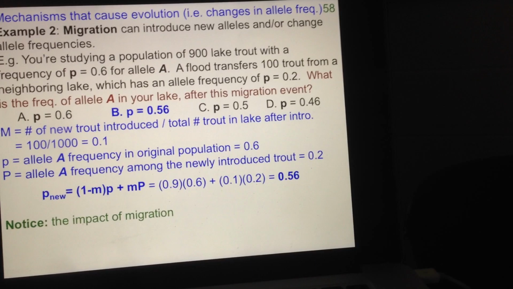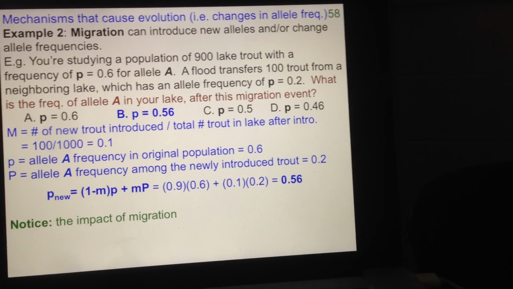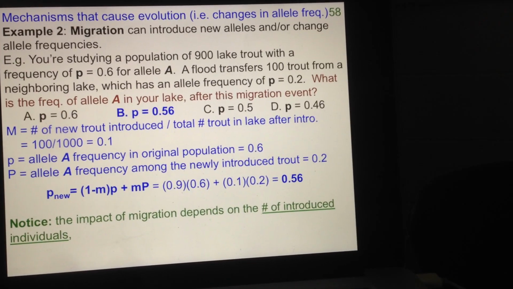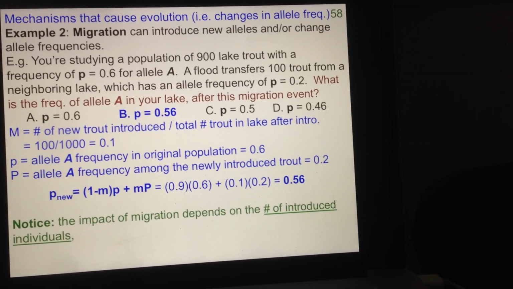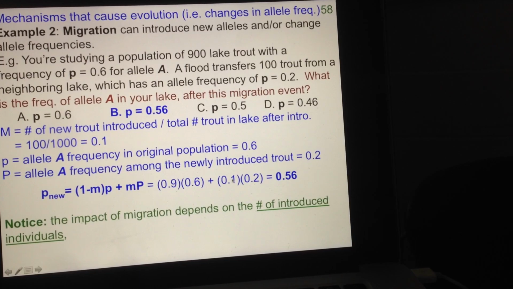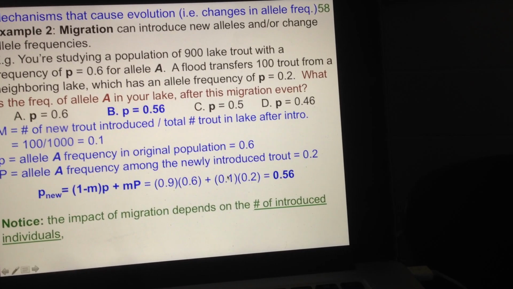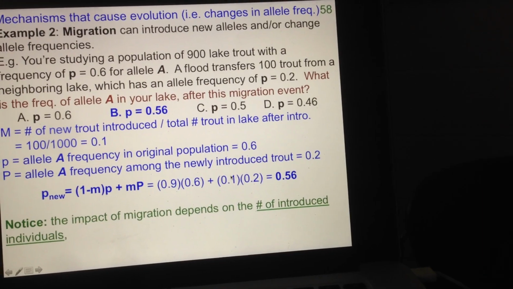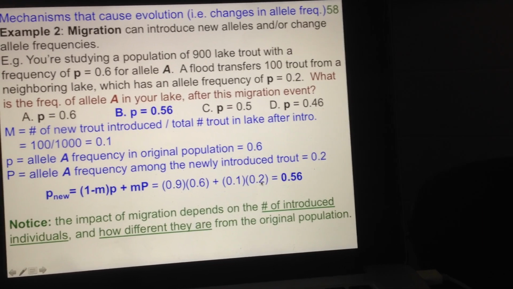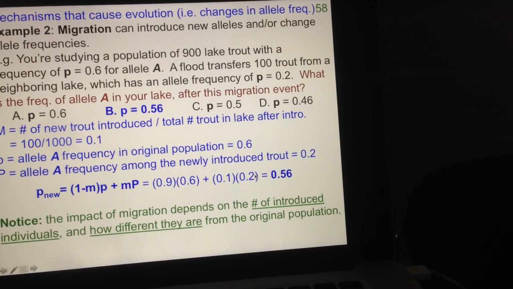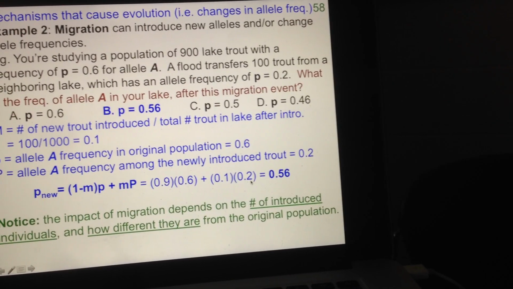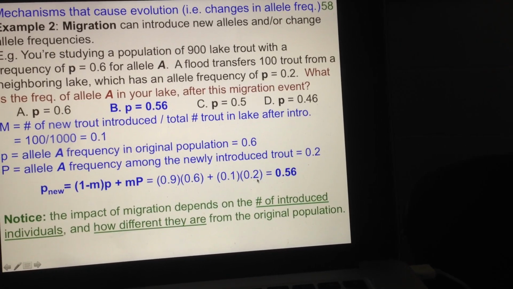So notice that when you're migrating in some individuals from another population, the impact depends on how many you introduce. The more you introduce relative to the size of the population, and 10% is quite a lot, the more impact it's going to have, the more it's going to drag the p-value down. Also, how different they are matters. The fact that this is 0.2, which is really different from 0.6, means that it has a bigger effect on the final population's p-value, okay?